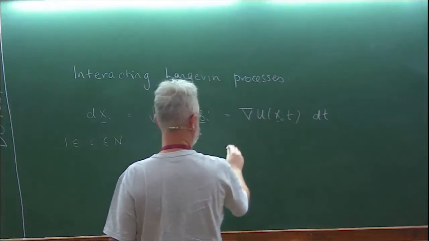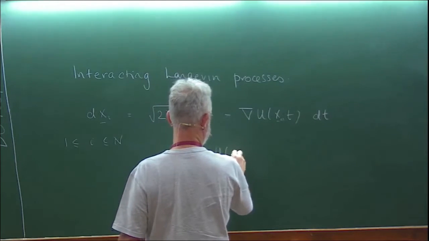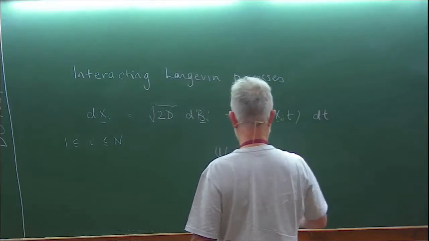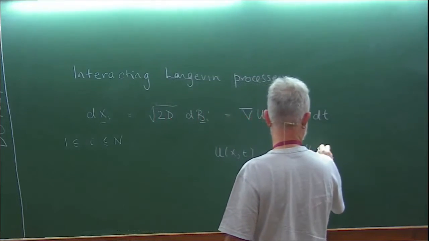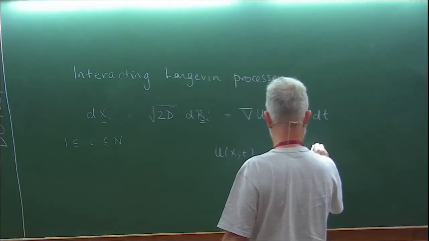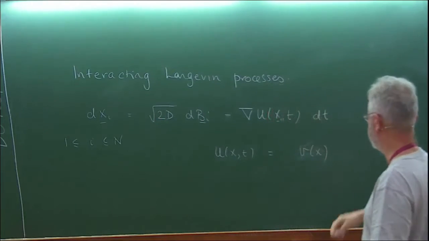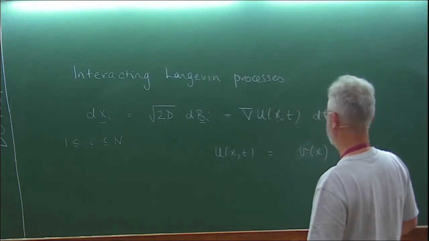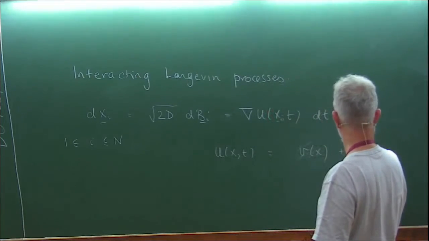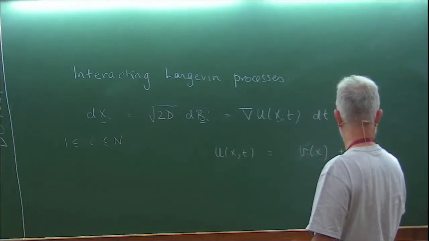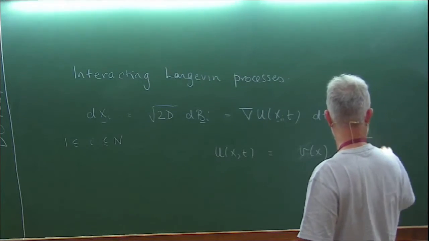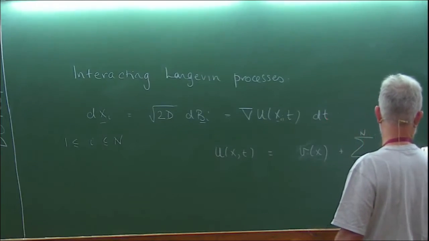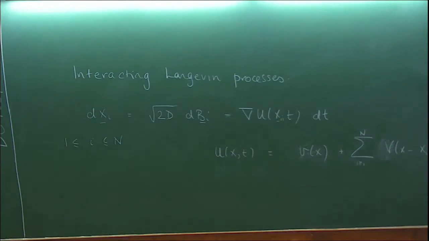was, for a particular case, where U_x(t) was given by two terms. It had an external potential, which I'll call nu of x, so it could be due to some applied electric field. This works for forces as well. And we also had a term which was the potential. The local potential would be the sum i equals 1 up to n of the gradient of v of x minus x_i. So there are pairwise interactions between these particles.